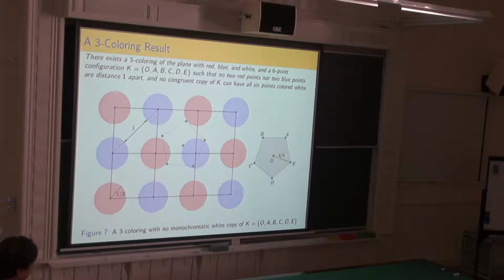So the idea is that no matter how you try to place these 6 points in this 3-colored plane, you are always going to have a point which is either red or blue. So it's impossible to have this 6-point configuration all in white. And if I have time, I'll tell you how to prove this.